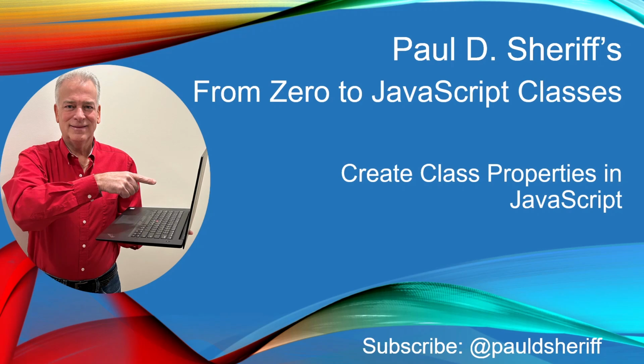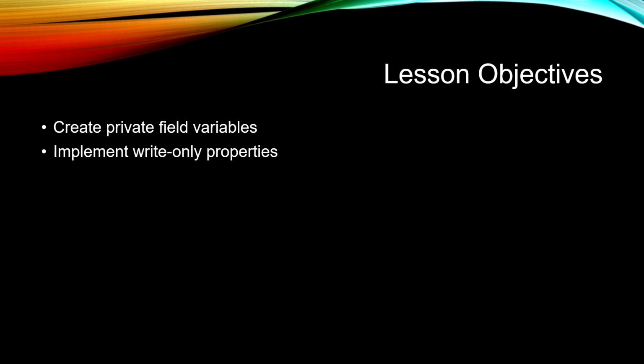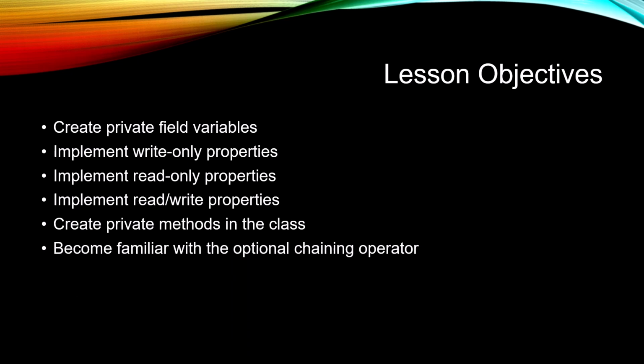This lesson is Create Class Properties in JavaScript. The objectives for this lesson are to create private field variables, implement write-only properties, implement read-only properties, implement read-write properties, create private methods in the class, and become familiar with the optional chaining operator.